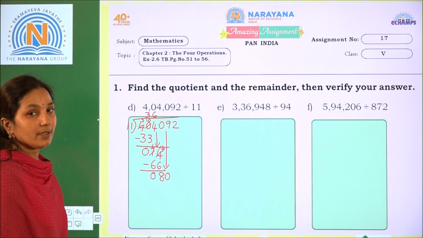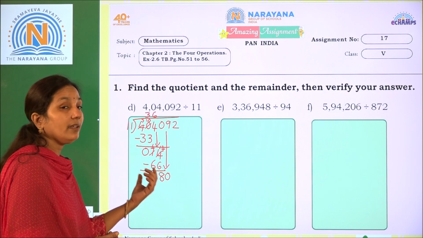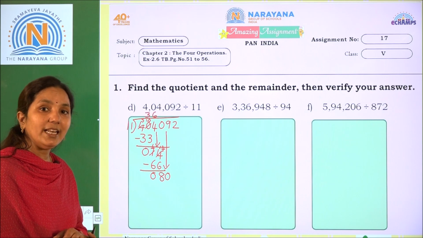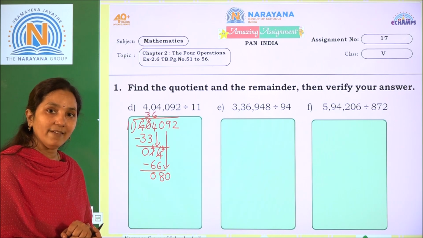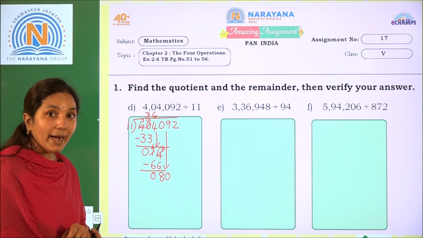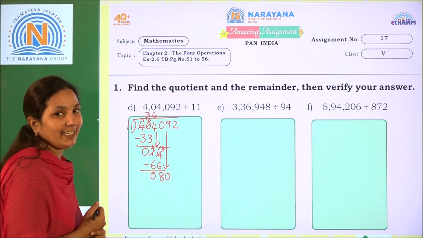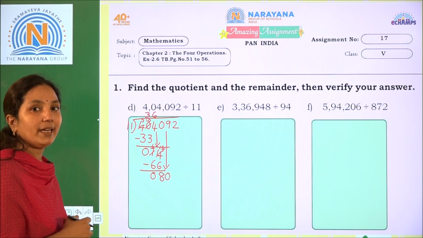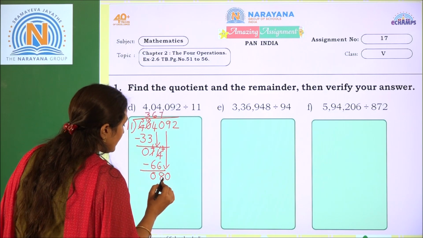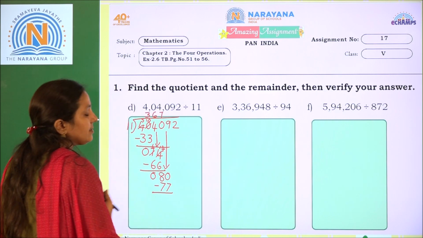Now 80. Again we have to think how many times we can divide 80 by 11. Means how many 11s in 80? Approximately we can take 8 times. But 8 11s are 88. 88 is greater than 80. So we have to take the number below it, 7 times. So 7 11s are 77. Now subtract 80 minus 77.